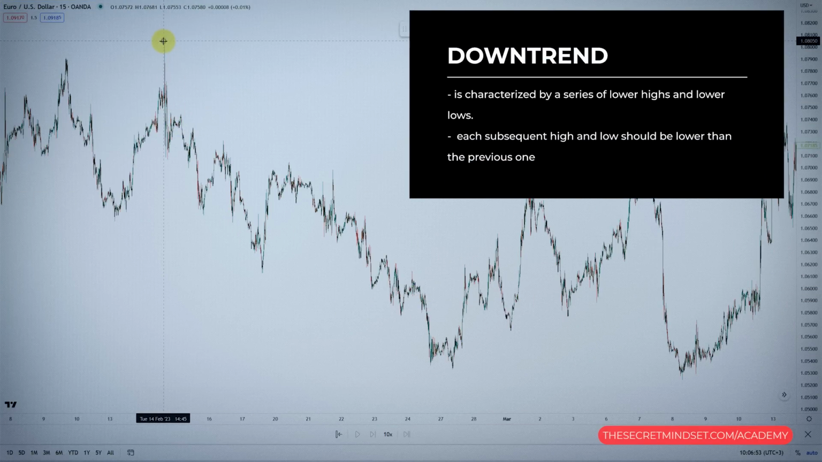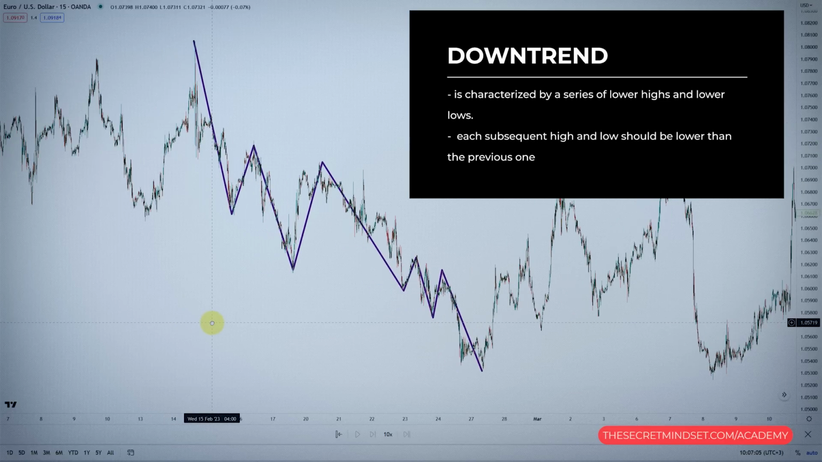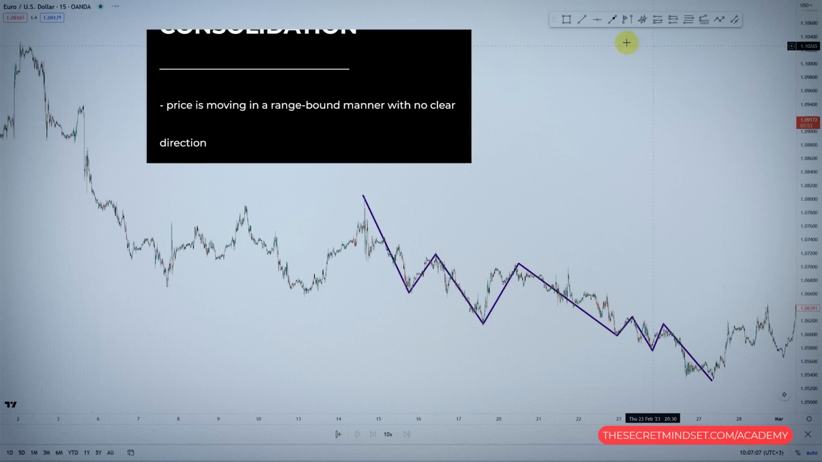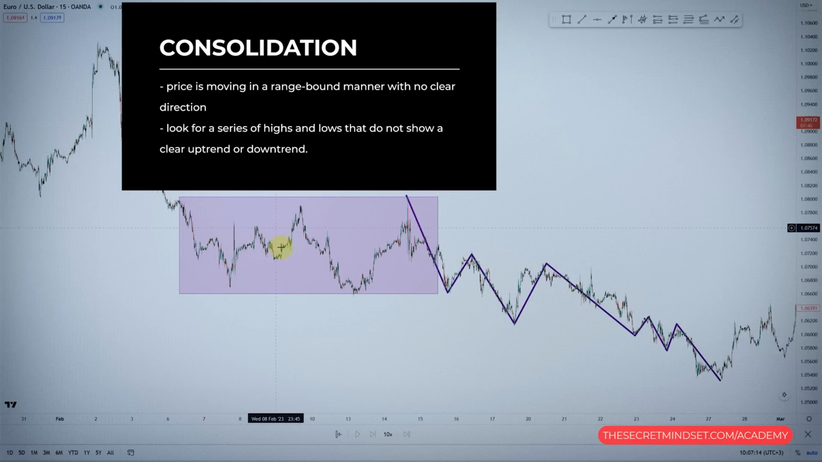Downtrends can be identified by looking for lower lows and lower highs. In a downtrend, each subsequent high and low should be lower than the previous one, indicating that sellers are in control of the market. A consolidation occurs when the market is neither in an uptrend nor a downtrend. This means that the price is moving in a range-bound manner with no clear direction. To determine a consolidation, look for a series of highs and lows that don't show a clear uptrend or downtrend.